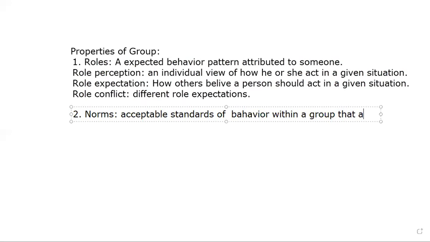Acceptable standard of behavior within a group that are shared by group members is called norms. Roles are the expected behavior pattern, and norms are the acceptable standard of behavior within a group shared by group members. So the difference between rules, expected and acceptable behavior pattern by all the group members.